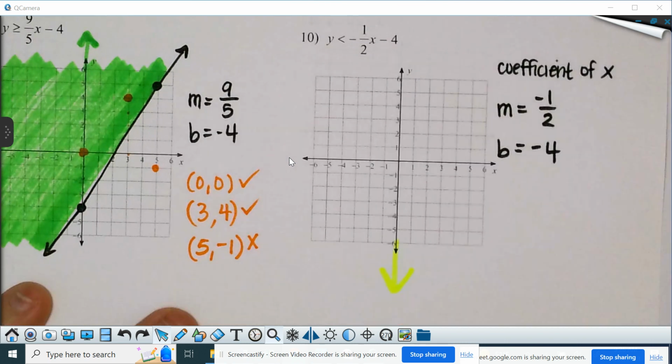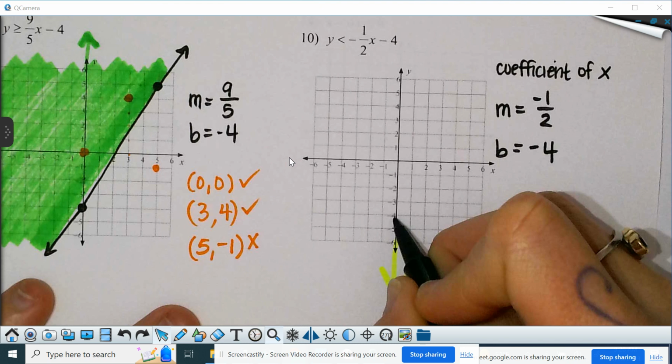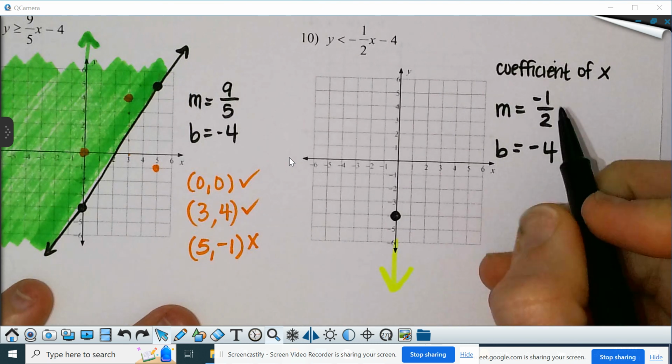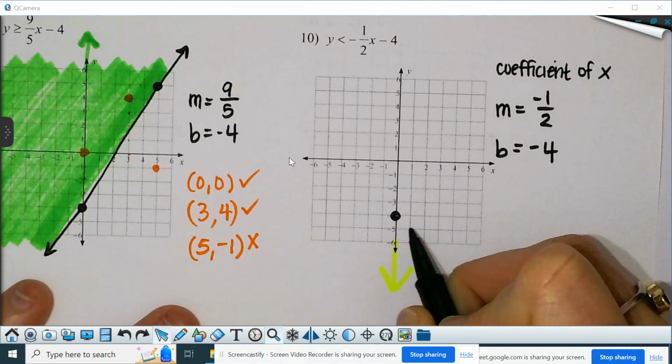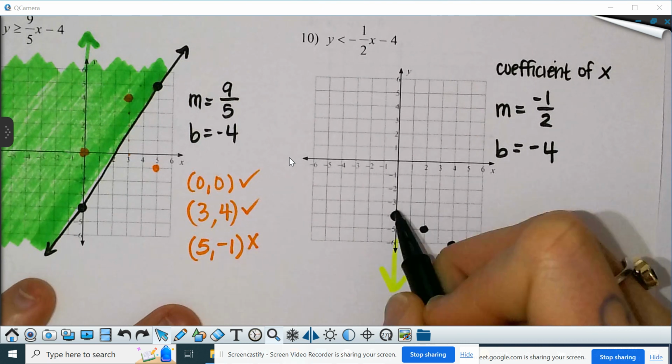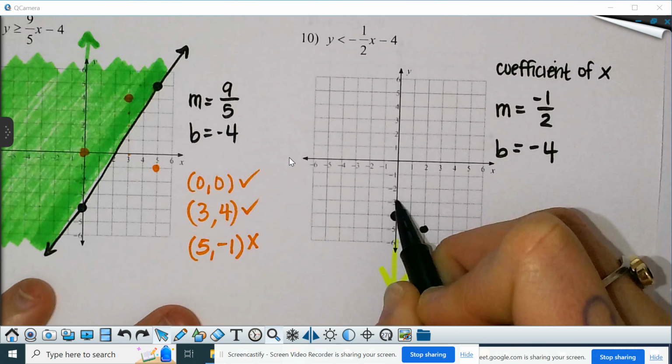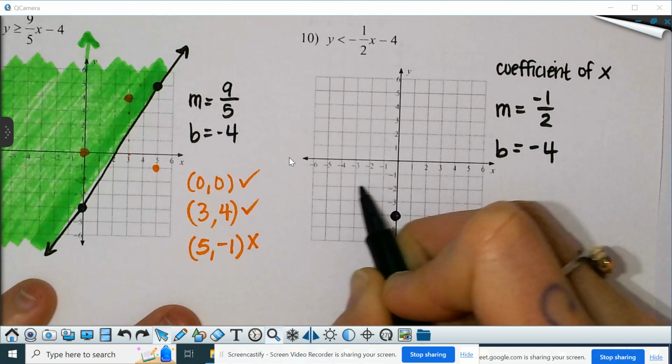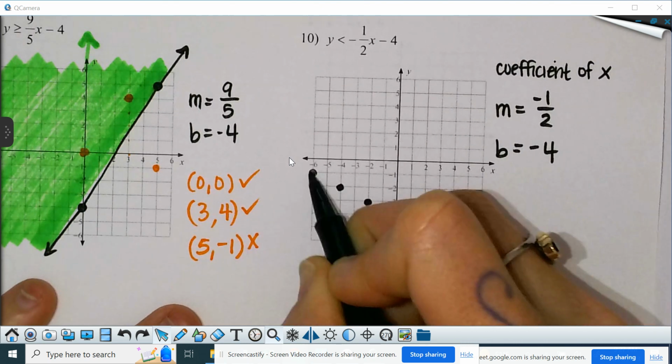So we're going to go to -4. We're going to start there. It's a -1 over 2. So I'm going to go down 1, to the right 2. That's a -1, positive 2. If I go the other way, I'm going to go +1, -2.